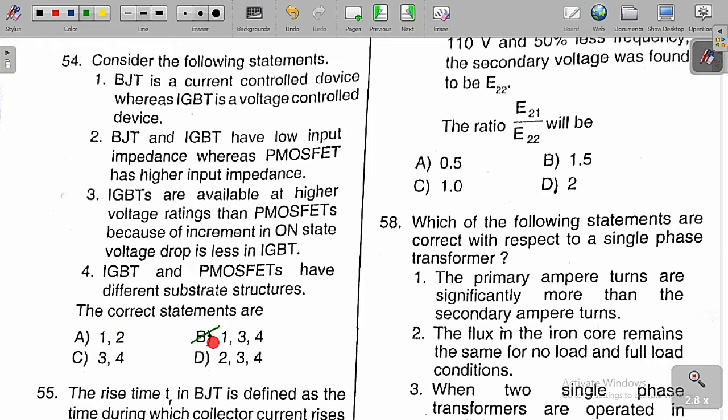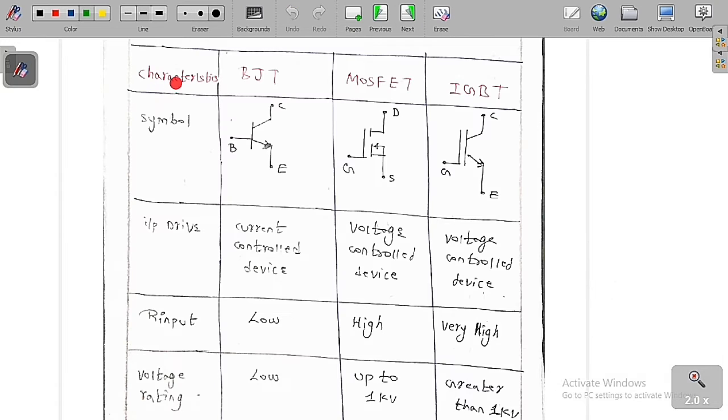So let's discuss something more about this question. Let me do the comparison of the characteristics of the BJT, MOSFET and the IGBT. You can see clearly, this is the symbol of the BJT. It has base, collector and emitter. This is called the NPN transistor, or NPN BJT. B means base, C means collector, E means emitter. Whereas for the MOSFET, the terminals are called gate, drain and source. This is the symbol for the MOSFET.